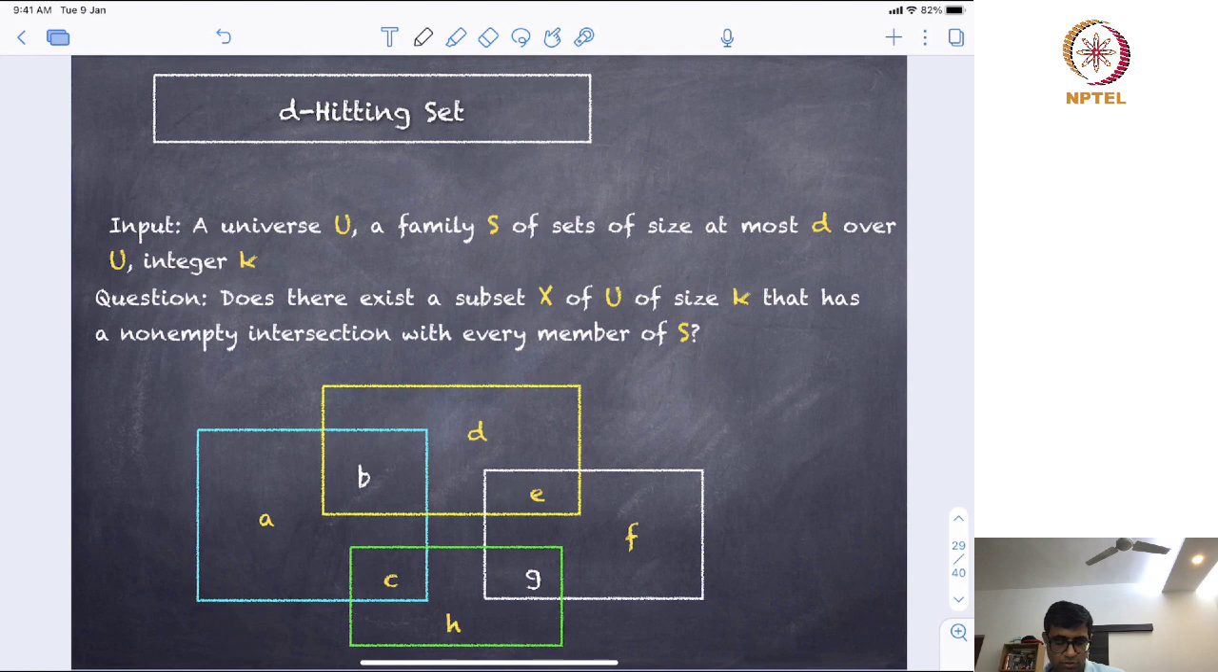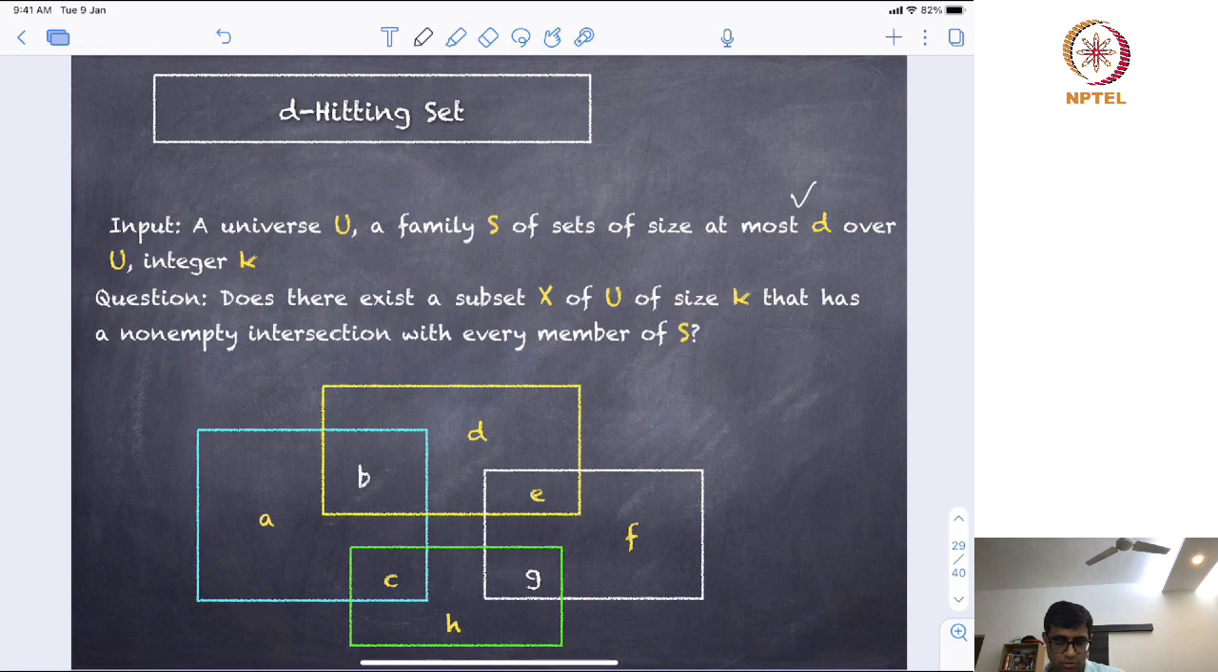My input is a universe U, a family S of sets of size at most d over the universe, and an integer k, and our question is, does there exist a subset X of U of size k that has a non-empty intersection with every member of S? So basically you are looking for a subset X of U whose size is k and it intersects every set.